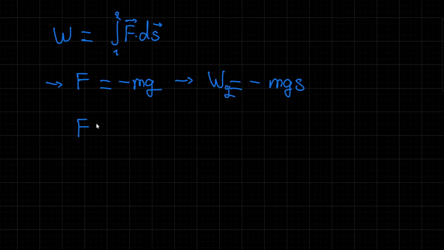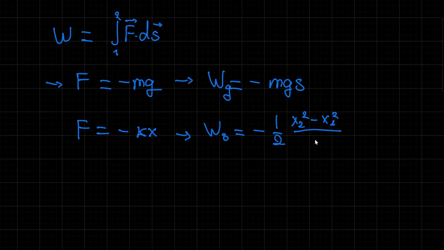And now if we have a spring, it's a quite familiar integral, and it becomes half of x2 squared minus x1 squared, and this can also be half of k x squared if we put x1 at 0.